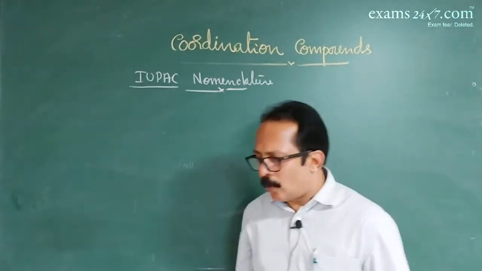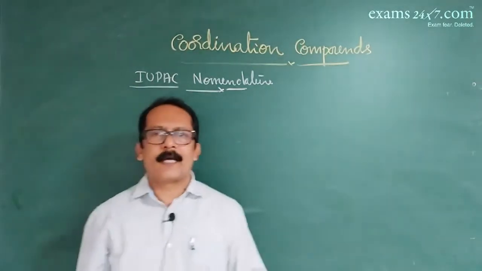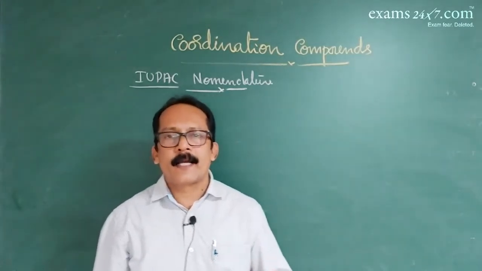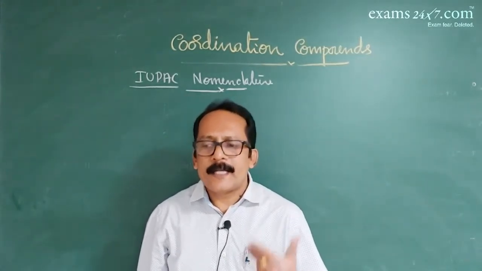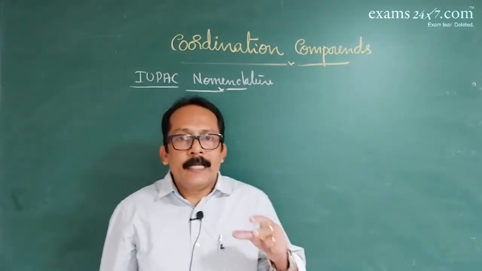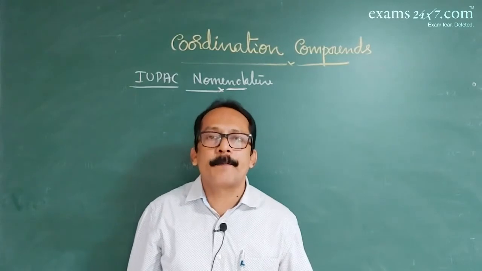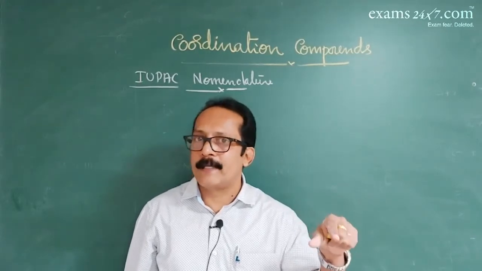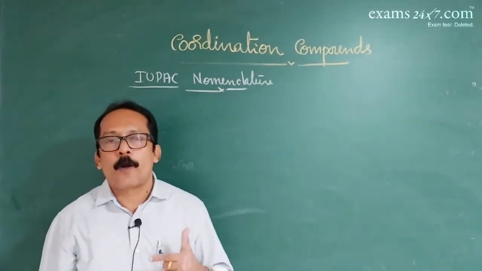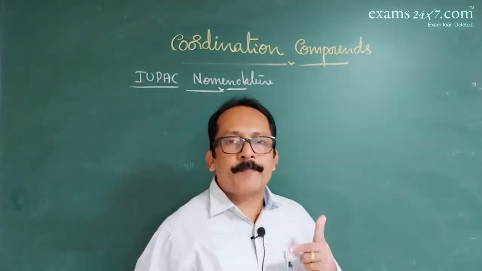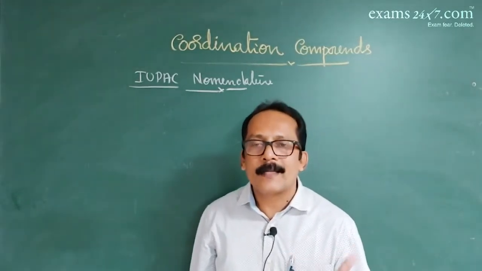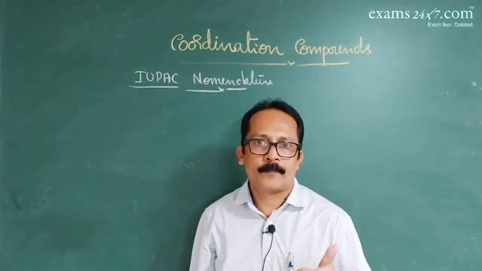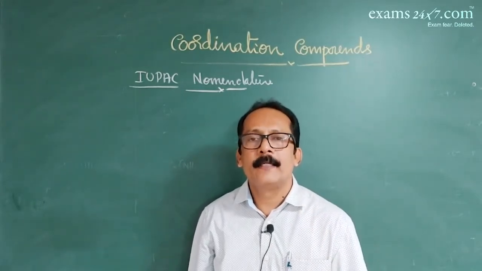If more than one similar ligand is attached to the central metal atom or metal ion, prefixes like di, tri, tetra are used. In the case of a complex ligand, where the name of the ligand itself contains a prefix, like ethylenediamine, which has the prefix di, prefixes like bis, tris, tetrakis, pentakis are used. Bis refers to 2, tris 3, tetrakis 4, pentakis 5.